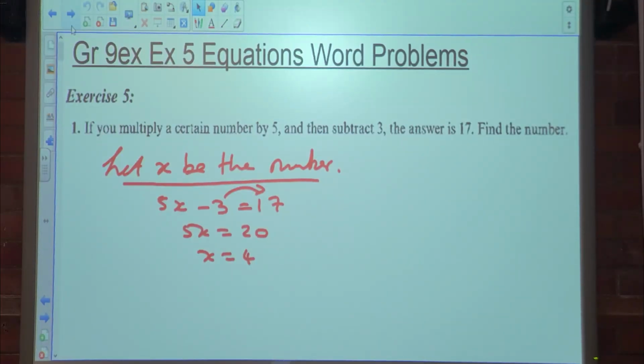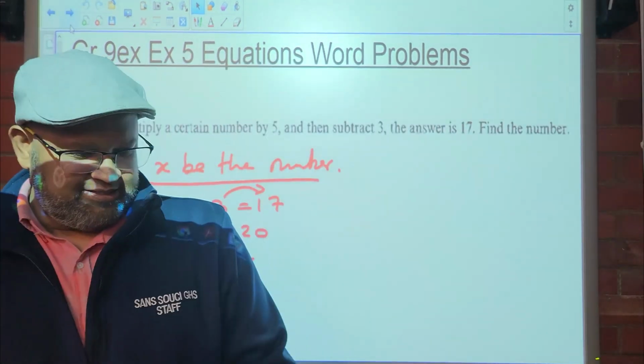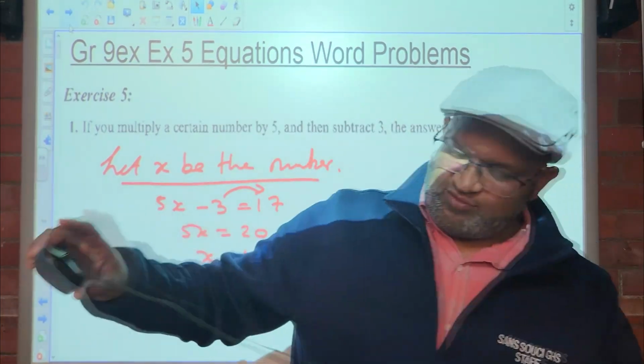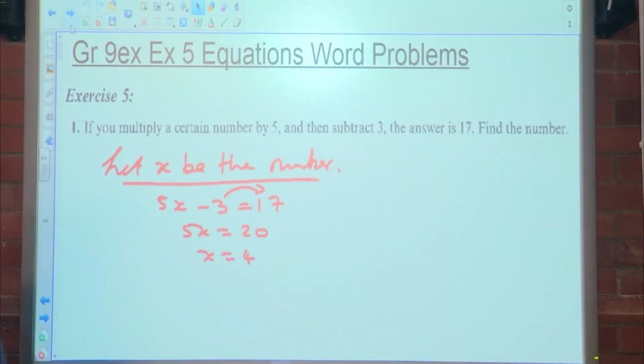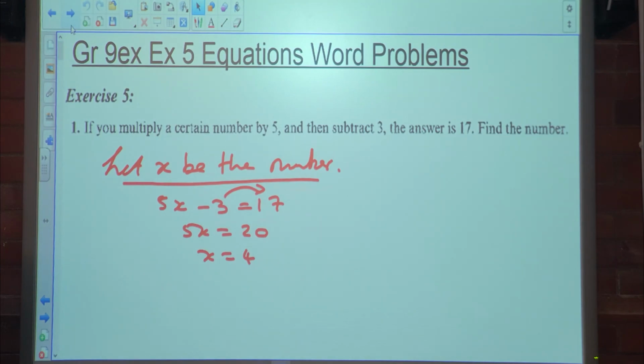Okay, good morning, class. So today we're looking at the last of the equations, the word problems. Not the last for you for the rest of your life, but for this exercise.